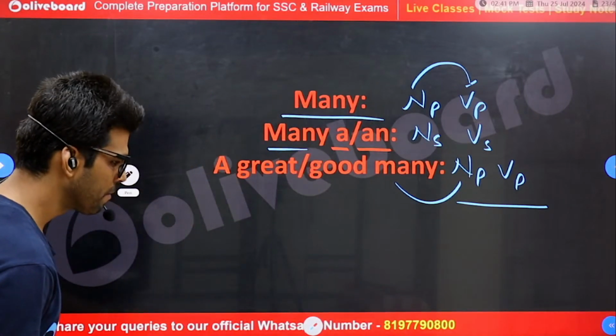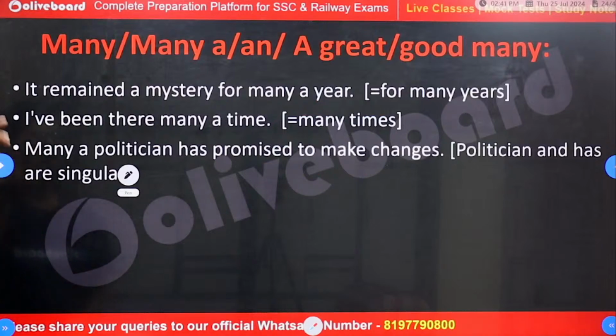Okay? Let's discuss. It remained a mystery for many a year. That means for many years. I've been there many a time. That means many times. Many a politician has promised. Many politicians have promised. A great many politicians have promised. A good many politicians have promised.